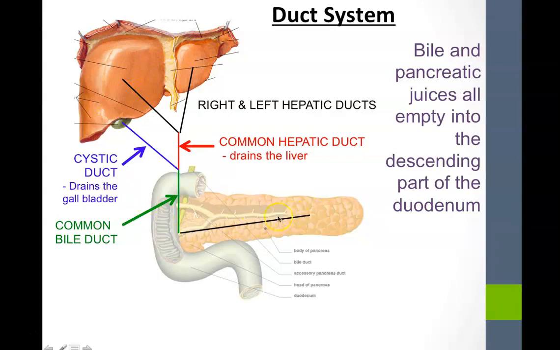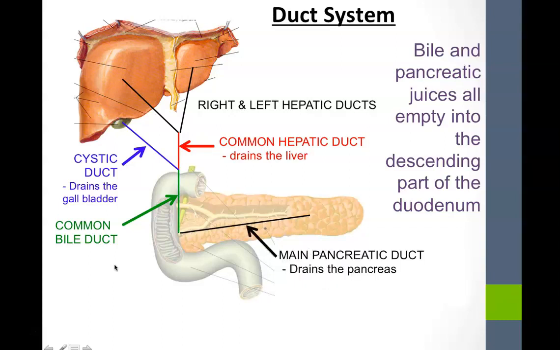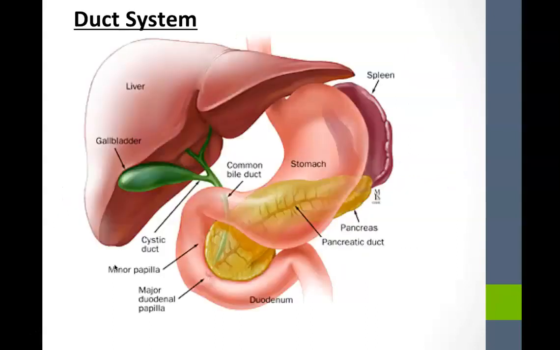Now the other duct, it's actually back in here, but it's represented by the black line, is your main pancreatic duct. And this is going to bring in those pancreatic juices from the pancreas into the duodenum. And this is just a nice illustration of that duct system once again.